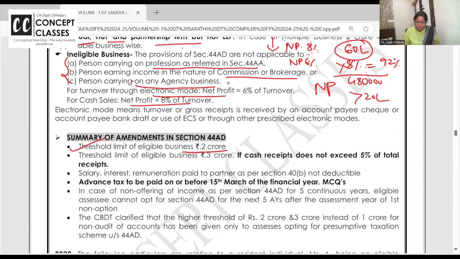44AD threshold limit is 2 crore. It is 3 crore if the cash receipts do not exceed 5%. तो फिर 3 crore books maintain नहीं करना. Confused or clear? देखो, to get it audited, the limit is 1 crore and 50 lakhs. For 44AD, it is 2 crores. But for 44AD, it will be 3 crore if your cash receipts do not exceed 5% of total receipts.